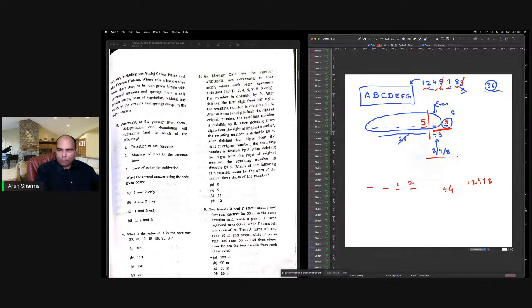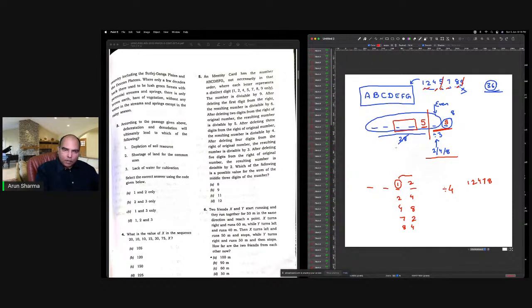I can have 1, 12. If I use a 1 here, 12 ho sakta hai. Agar 114, 117, 118 nahi ho sakta. Agar main 2 use karun, to 24 ho sakta hai. Agar main 4 use karun yahan pe, to 48 ho sakta hai. Agar main 7 use karun, to 72 ho sakta hai. Aur agar main 8 use karun yahan pe, to 84 ho sakta hai. So I've got 5 possibilities for these 2 digits. Ye dono digits ke liye 5 possibilities ban raha hai.